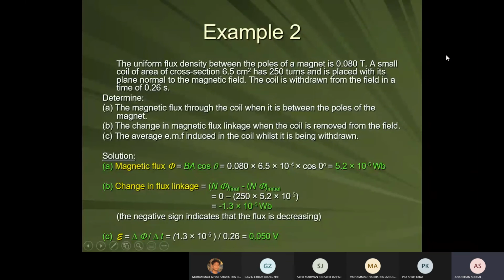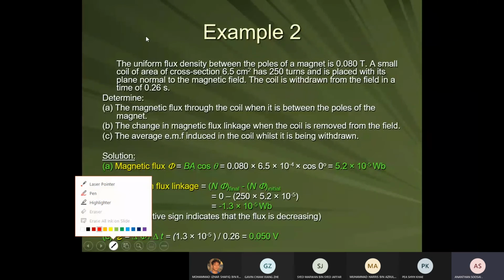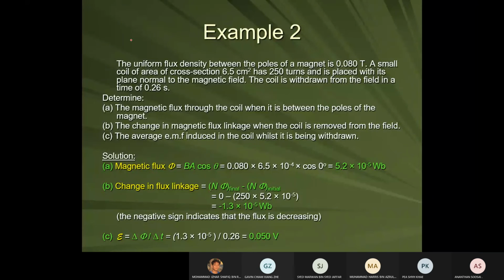Now you see one question here. There is a magnetic field of 0.08, the area is 6.5, and it has 250 turns. The coil is withdrawn from the field in a time of 0.26 seconds. That means you have a magnetic field, and the coil was inside that magnetic field. The coil was totally removed from the magnetic field. They're asking what is the EMF induced in this coil.